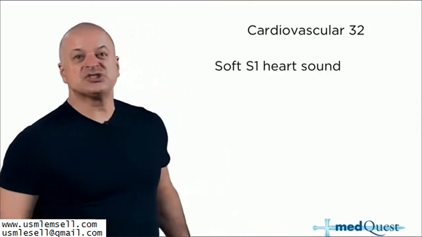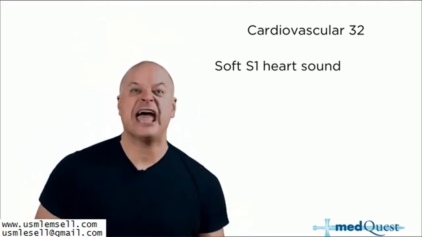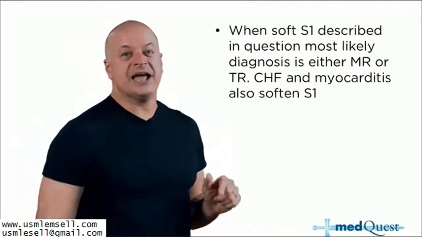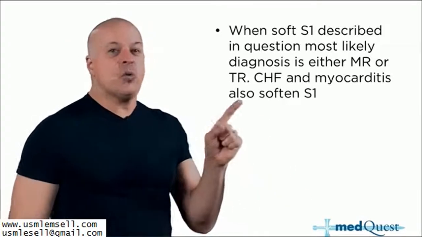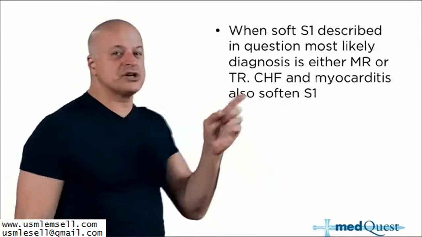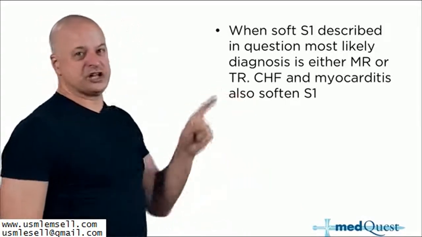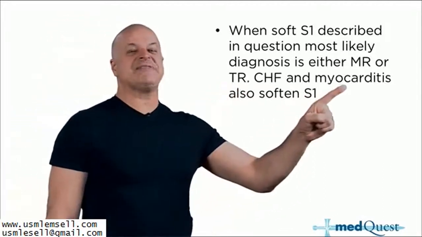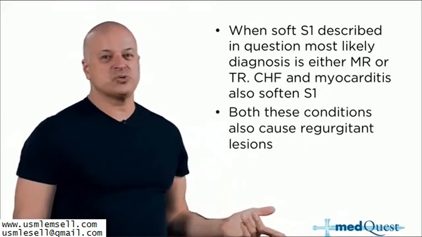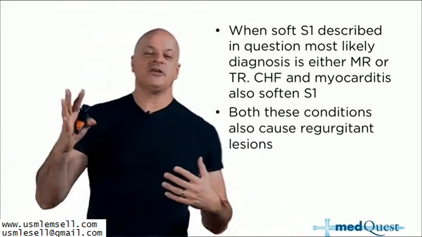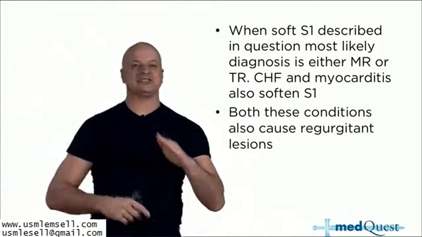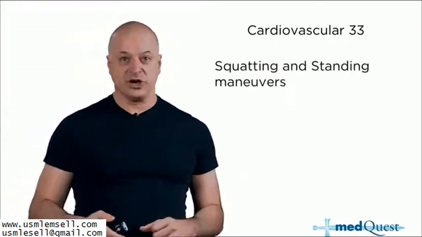A soft S1. What causes a soft S1? It's the diagnosis when there's a soft S1, and the soft S1 is described in a question. What are you going to think about? You could be thinking about mitral regurg, because you have a pansystolic, holosystolic murmur; tricuspid regurg, pansystolic or holosystolic; myocarditis, which infects the heart and just makes a soft S1. These conditions are all part of regurgitation that smooth out and smother and obscure the S1. That's all you're going to get. It's going to just clog it off. No big deal. Leave it alone.